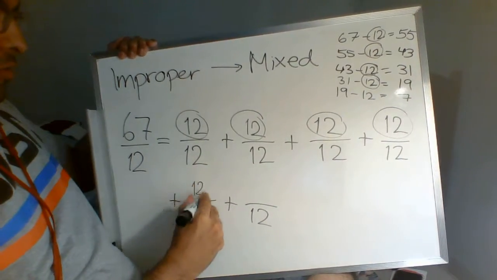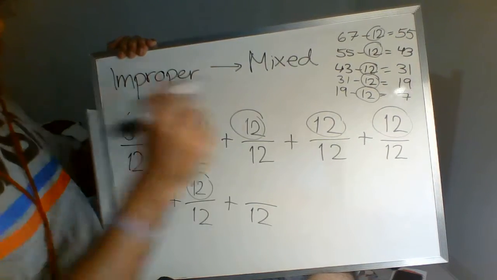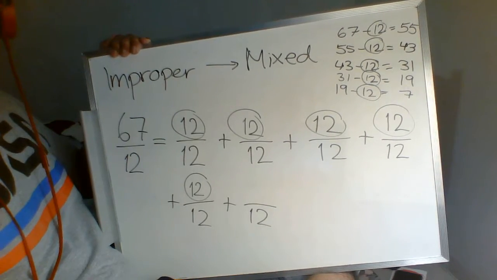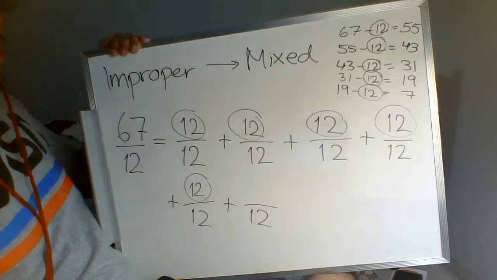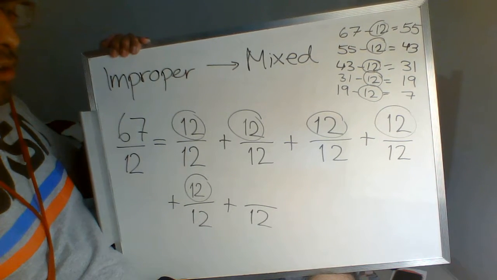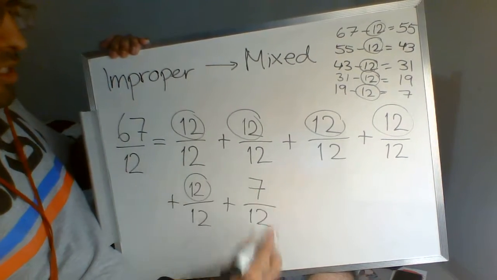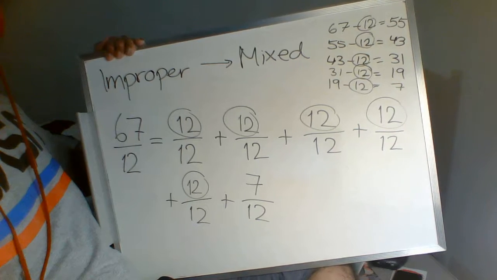So we got another group of 12 down here. We've got that extra group of 12, so we've got 5 holes. And now we're left with only 7 pieces. So we can't make another whole pizza out of just those 7 slices because they're only each 1/12 of the pizza. So we're left with 7 twelfths.